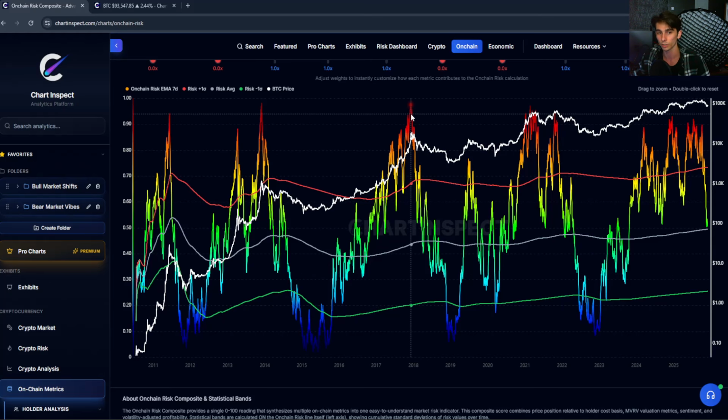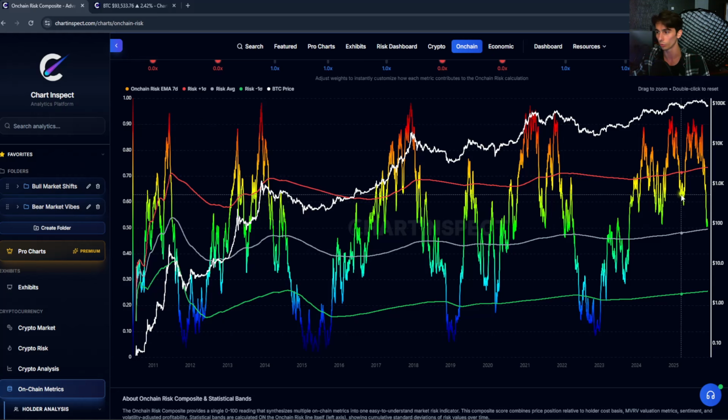During the 2017 bull market, risk was nearing this 1 area. In the 2021 peaks, near 1 again. Same thing. In 2022, at the bottom, we were down to around 0.1 to 0.2 in the blue region. And you can see these bands here as well. Those show statistical deviations, so standard deviations on the actual data set here.